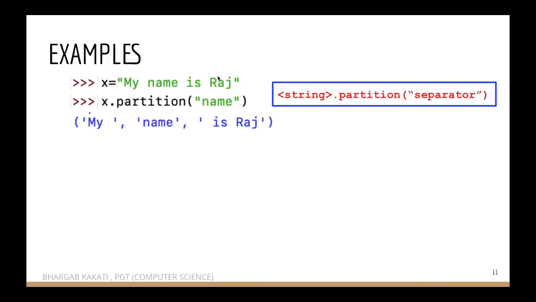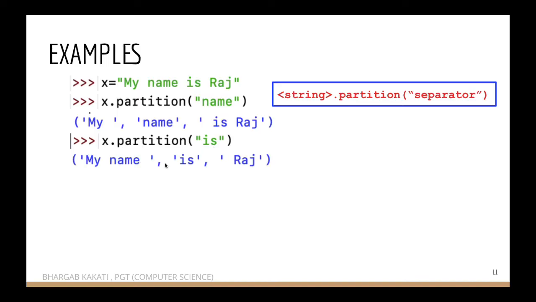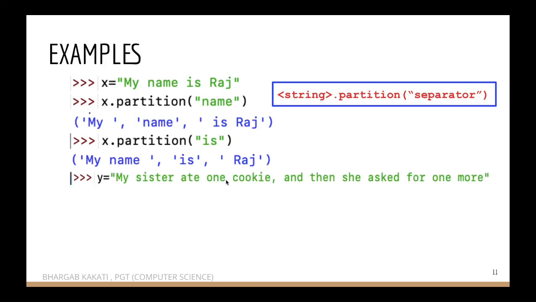Here the first part is the part before the separator. What is the separator here? If you compare it with the syntax, the separator is "name". Before "name", what do we have here? We have "my". So "my" is the first element of the tuple. The second element is the separator itself, and the third element is the part after the separator, which is "is Raj". If I write x dot partition "name", I'll get a tuple containing three elements: the part before the separator, that is "my", the separator itself, that is "name", and the part after the separator, that is "is Raj".